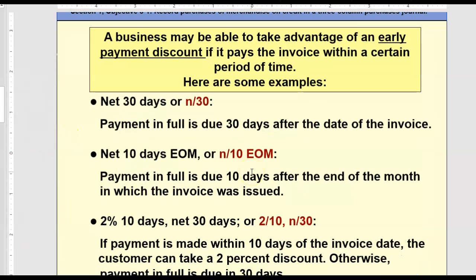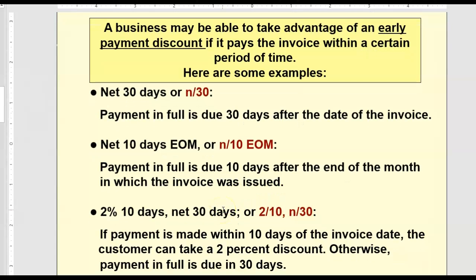Okay, this is something I was saying before. Net 30, N30, is payment is due in 30 days. N10 EOM means payment is due either in 10 days or at EOM, the end of the month. And the 2/10 net 30 here is if you get a 2% discount if you pay in 10 days. Other than that, the net is due 30 days from now.